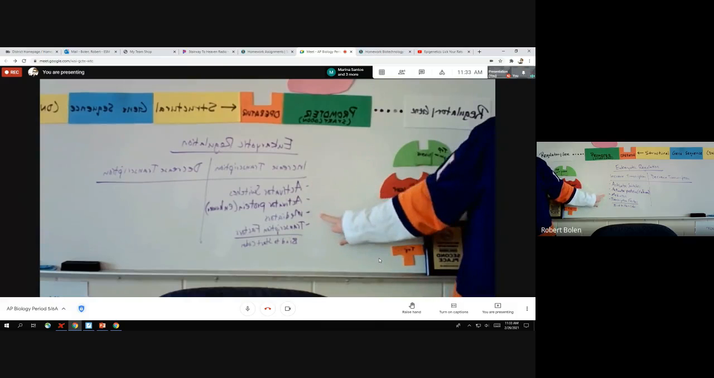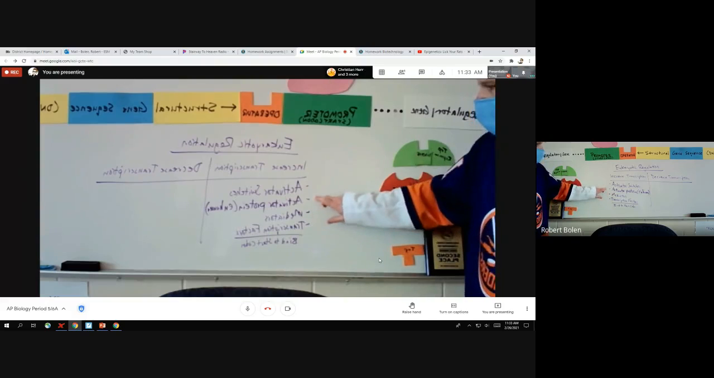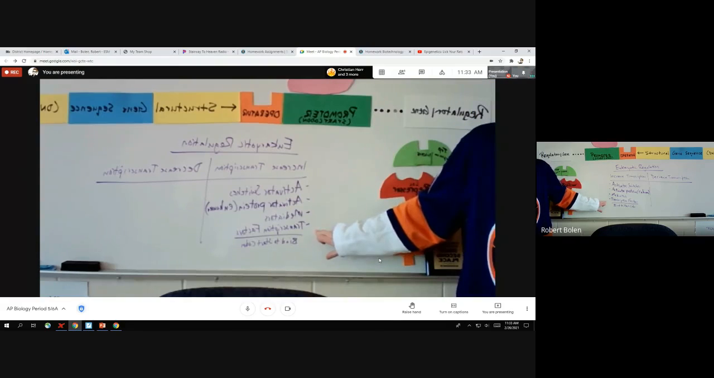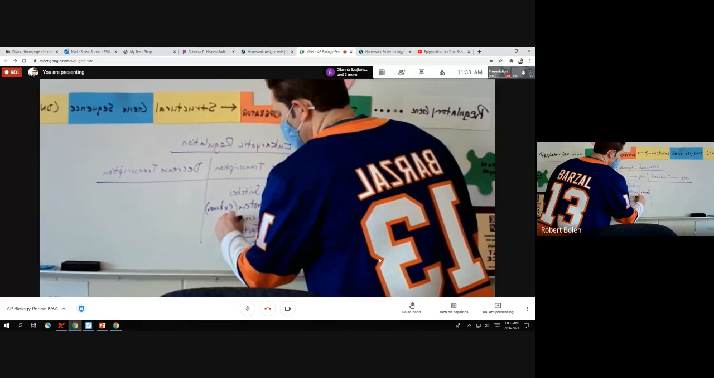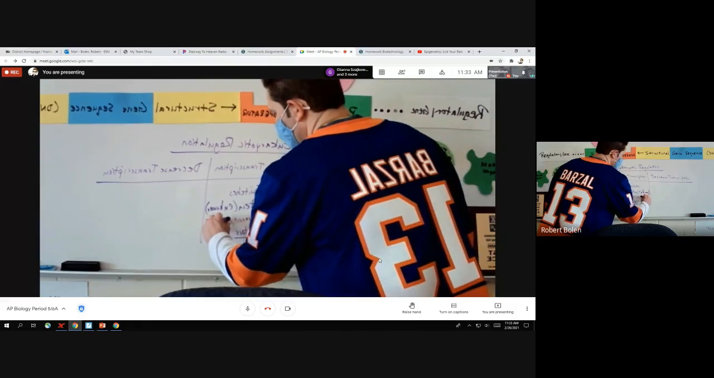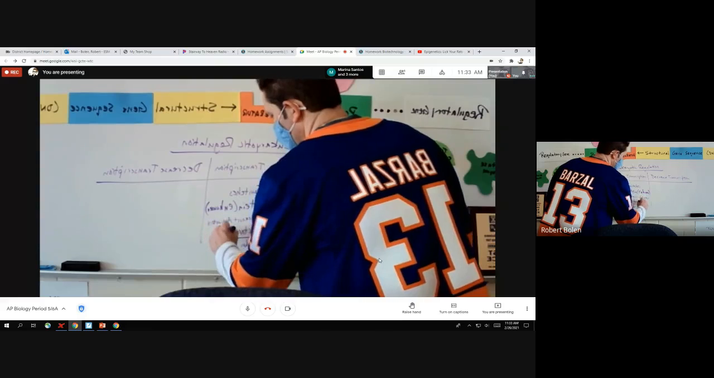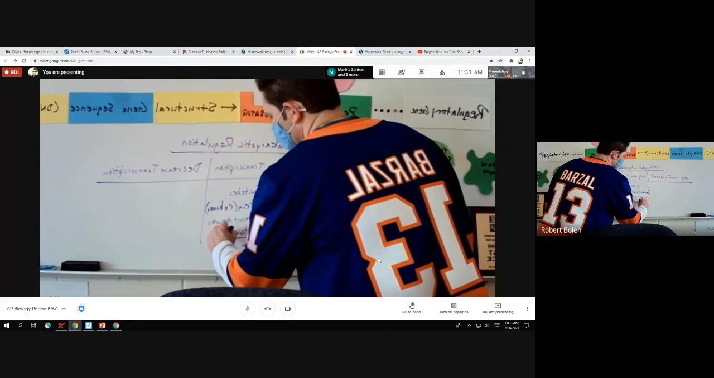What do the mediators do? Bridge the gap between the activator and the general. Yep, they connect the activator to the transcription factor, okay? So these mediators, they connect the activator to the transcription factors.